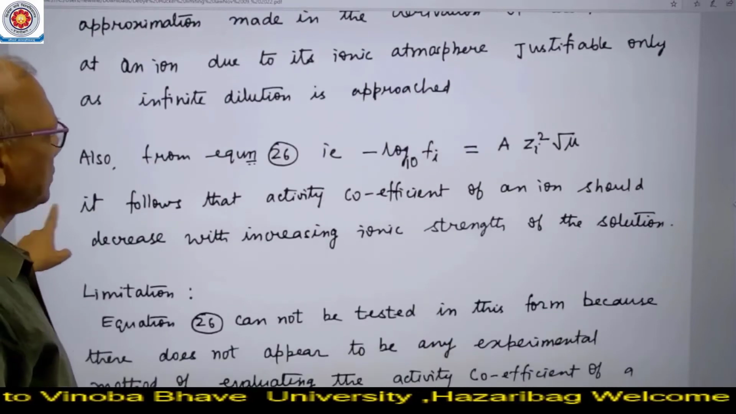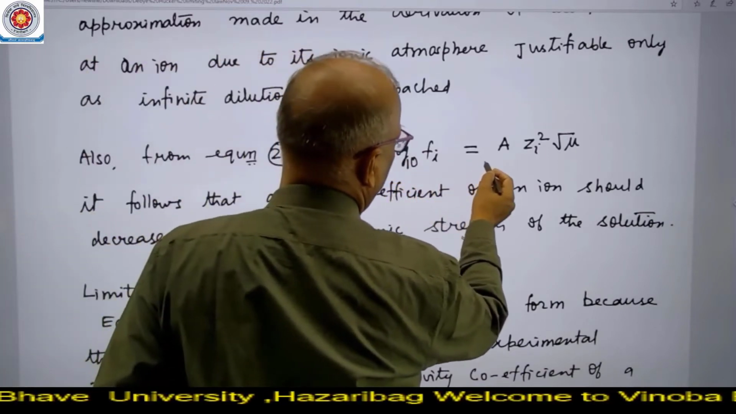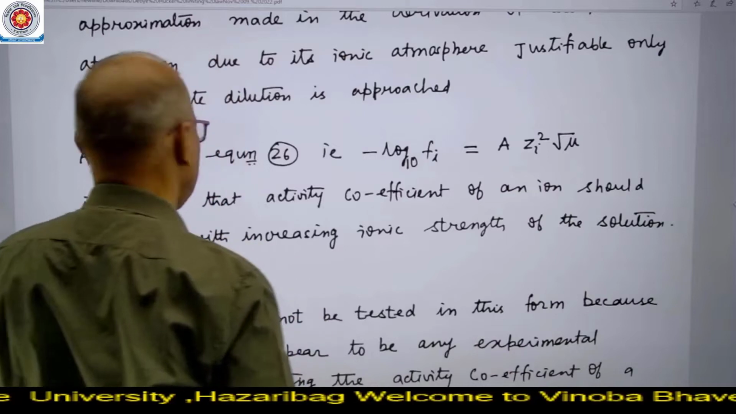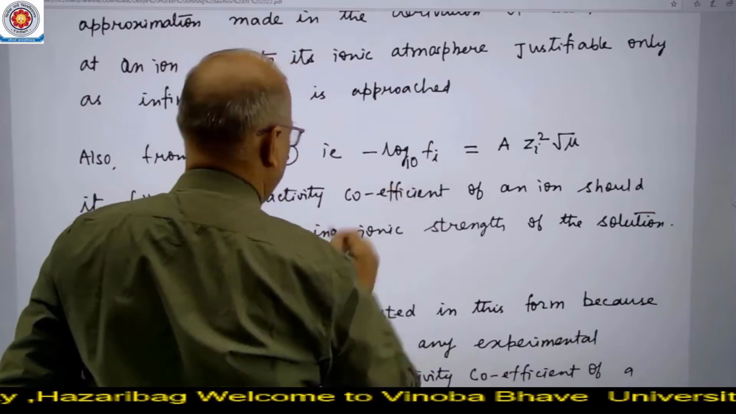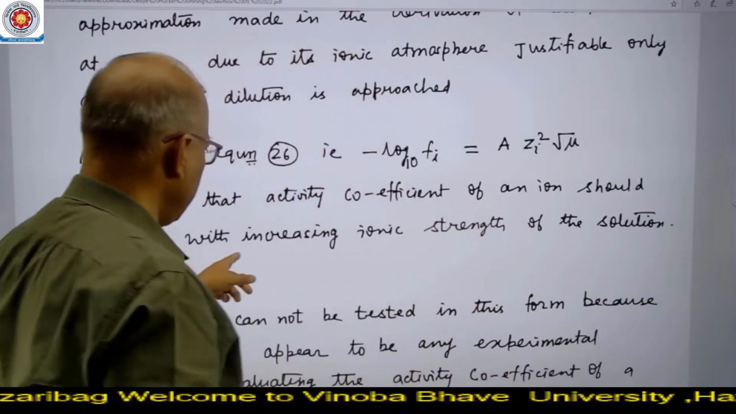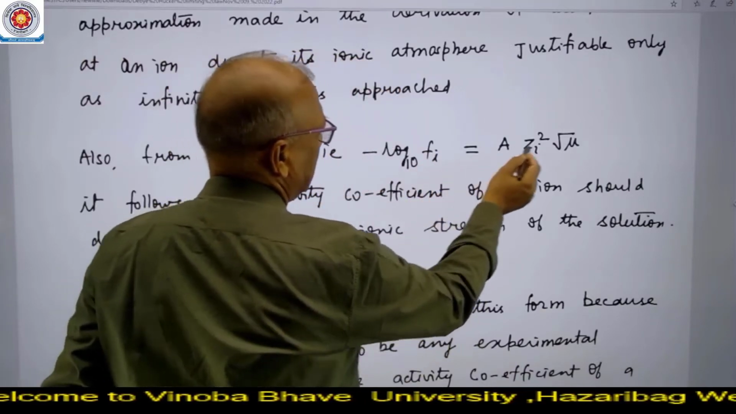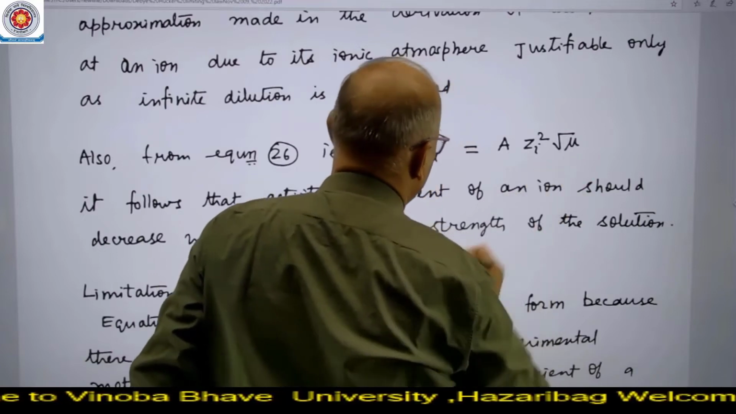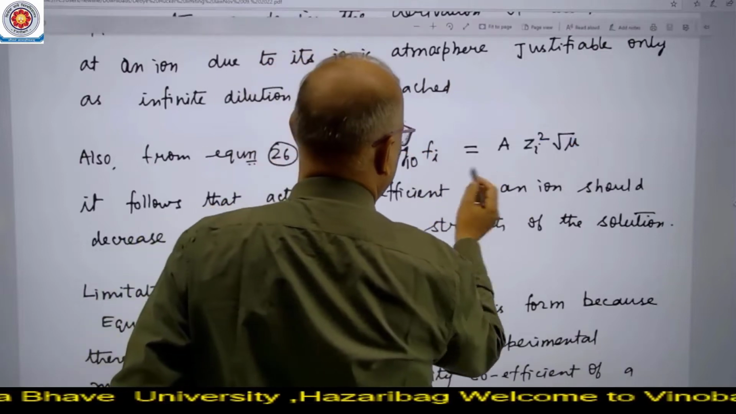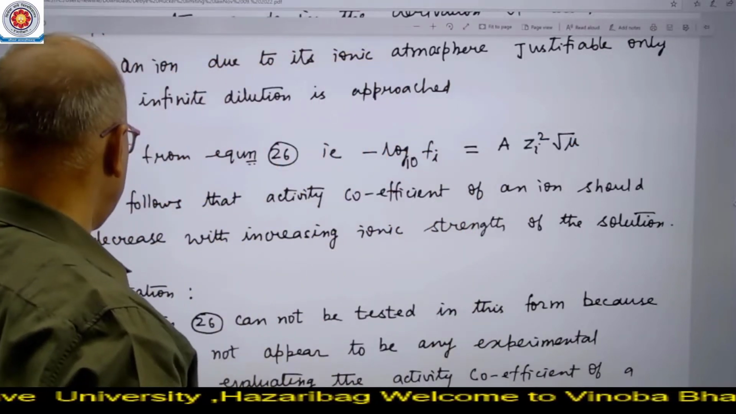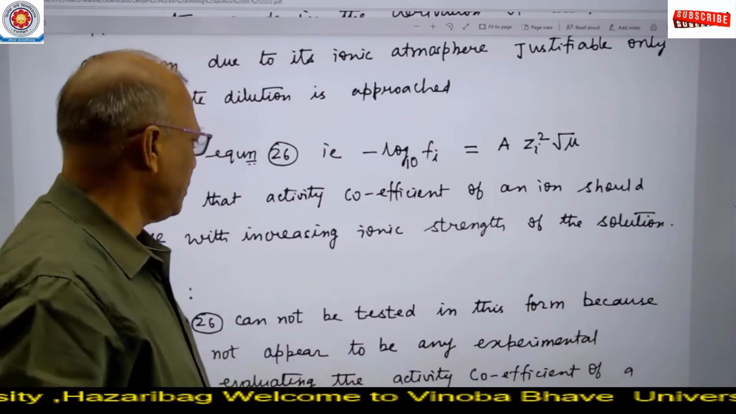Also from equation 26, which is this one, minus log to the base 10 f_i is equal to A z_i square root mu, it follows that the activity coefficient of an ion should decrease with increasing ionic strength, because this f_i, which is the activity coefficient, is directly proportional to the ionic strength but with a negative sign. Therefore, if it increases, this value will decrease, and hence we can say the activity coefficient of an ion should decrease with the increasing ionic strength of the solution.